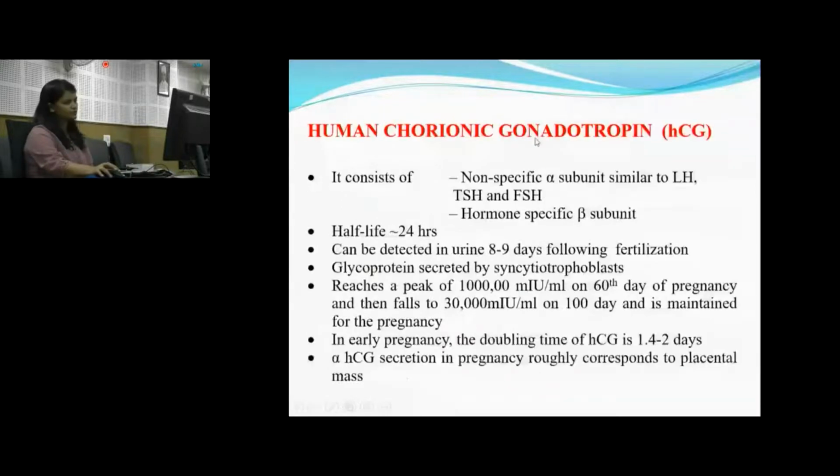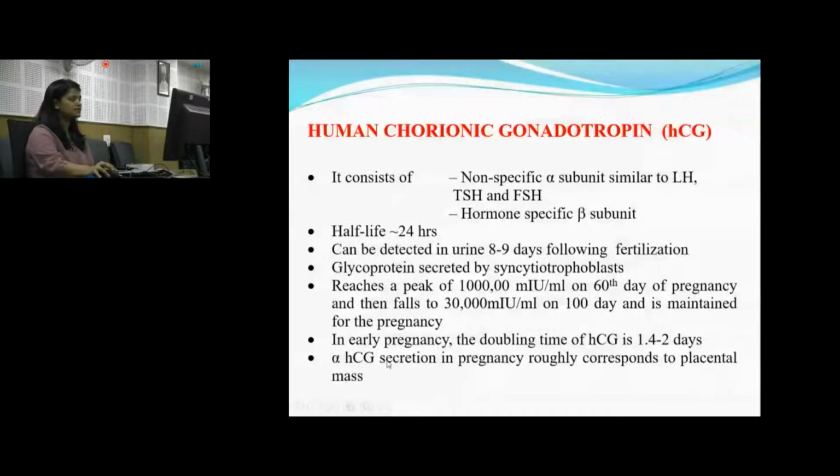Now, a brief word about HCG. It is a hormone secreted by the placenta. It has a non-specific alpha subunit, which is similar to LH, TSH, and FSH. It has a hormone-specific beta subunit. The half-life is around 24 hours. It can be detected in urine 8 to 9 days following fertilization. It is a glycoprotein which is secreted by syncytial trophoblasts, and it reaches a peak on the 60th day of pregnancy. Later on, it reduces by day 100 to 30,000, and then it is maintained so for the whole pregnancy.